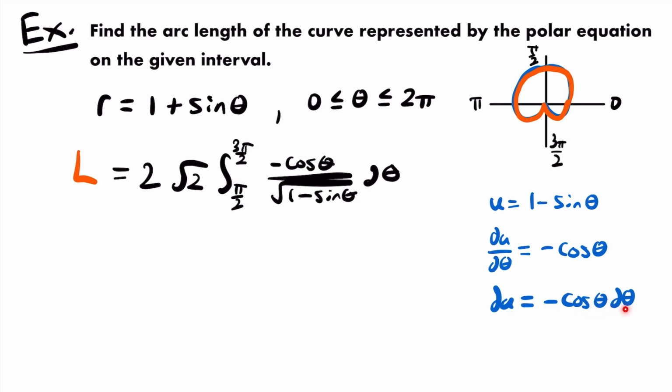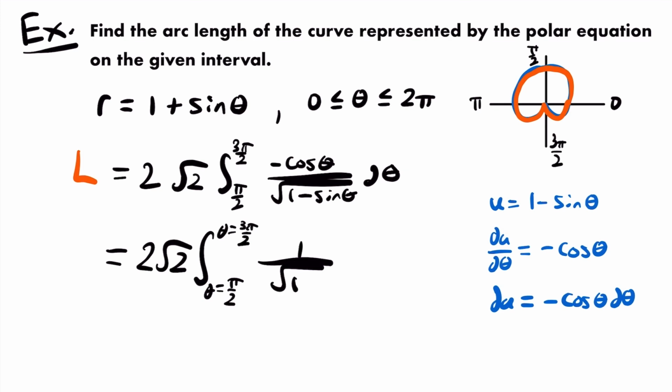Negative cosine theta d theta is right here. So u substitution is going to work pretty nicely. This will be equal to 2 square roots of 2 times the integral from theta equals pi divided by 2 to theta equals 3 pi divided by 2 of 1 divided by the square root of u times du. All right, so we replaced 1 minus sine theta with u, and we replaced negative cosine theta d theta with du.